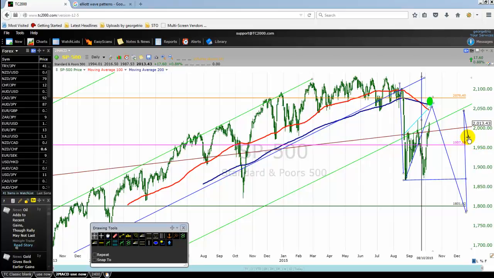I don't have enough room to draw on my chart. So what I'm talking about is something like this, my friend. One move down, which is this one here. The second move up, which is the expanding triangle.